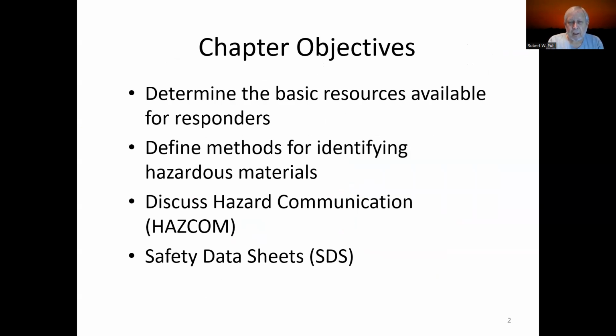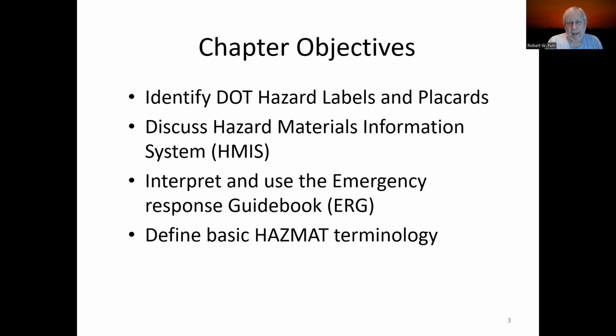So anyhow, we're going to talk about the basic resources available for responders here, define methods for identifying hazard materials, discuss hazard communication and safety data sheets, identify DOT hazard labels and placards, discuss the Hazardous Materials Information System, HMIS, interpret and use the Emergency Response Guidebook, and just do some terminology definitions.